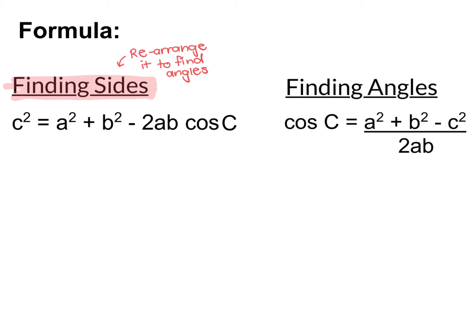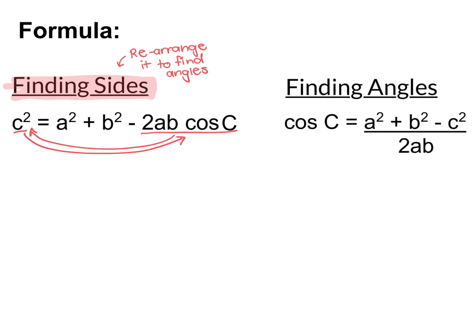So the angle basically deals with this part right here, cos of angle C. So that will help us find the angle. But because it's attached to 2AB, we're going to have to take the whole thing and move it to the other side. And then we'll take the C squared and move that to the right-hand side. So we're basically switching the two.